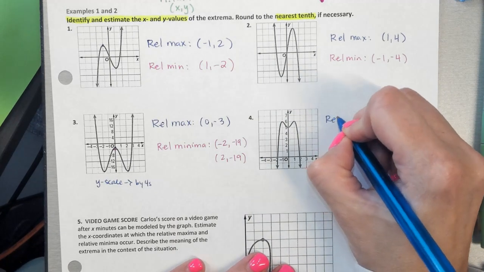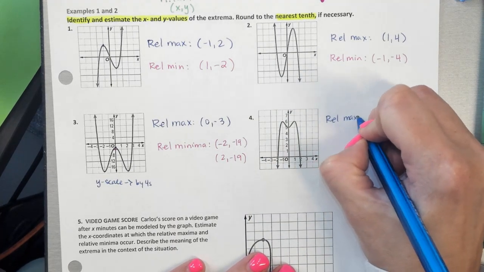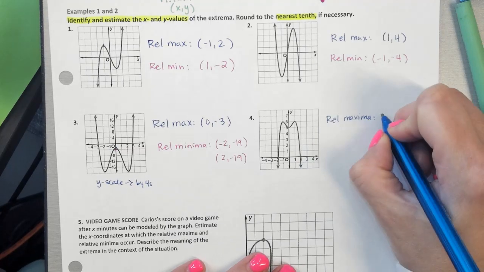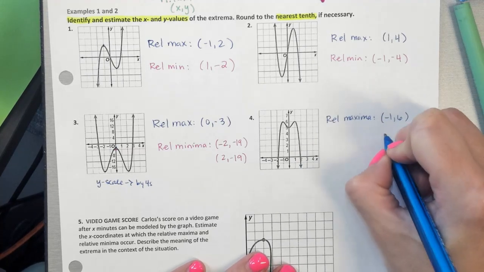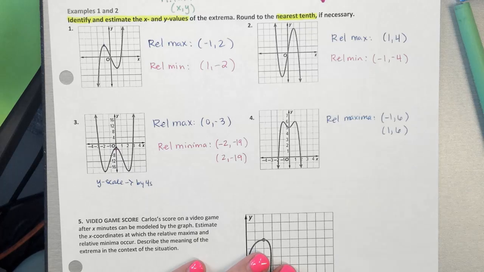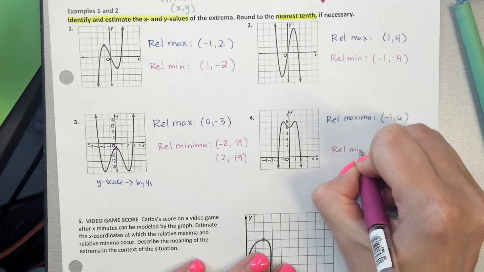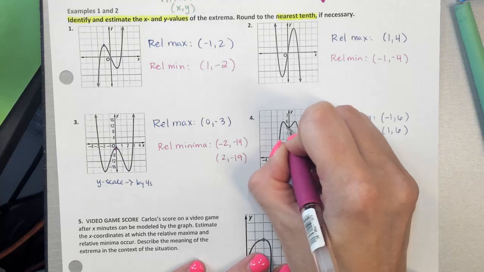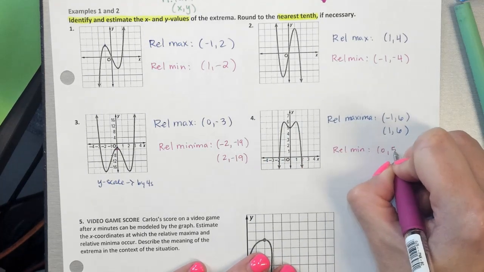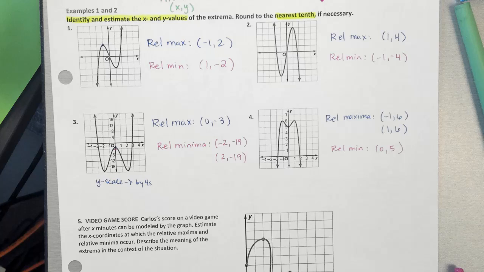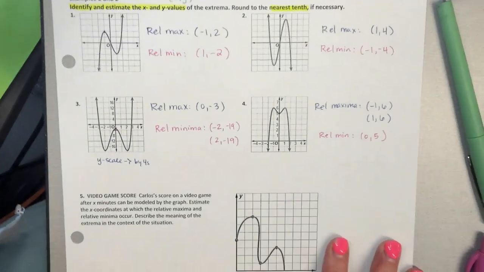Okay, and then here we have relative maxima. So we should have got negative 1.6 and 1.6. And then the relative min is right here at 0.5. Okay, how did those go? Okay, and so for some of the ones when you're estimating, you might not have the same answer as somebody next to you, and that's okay.